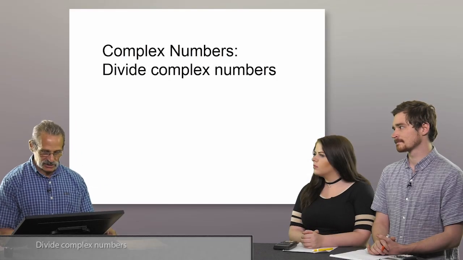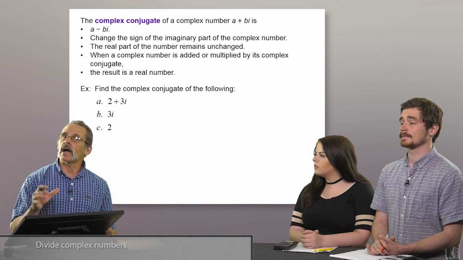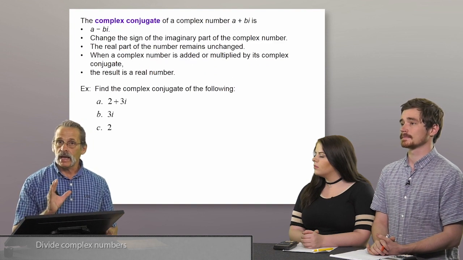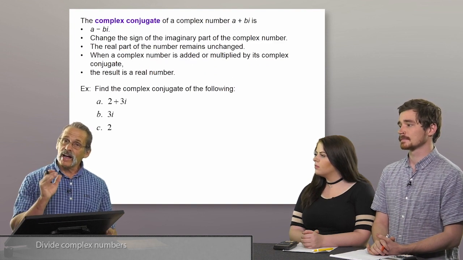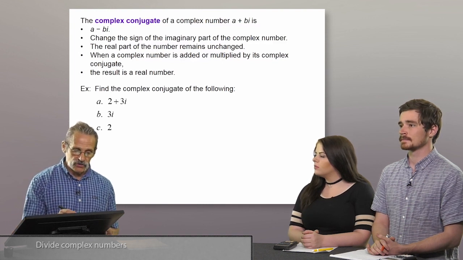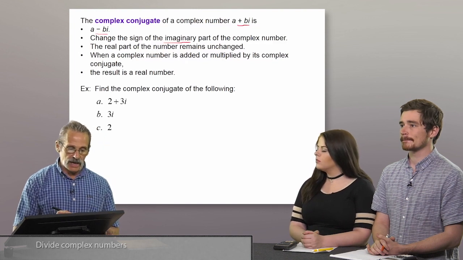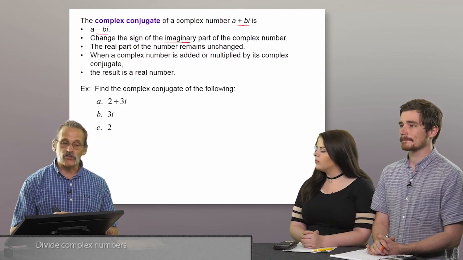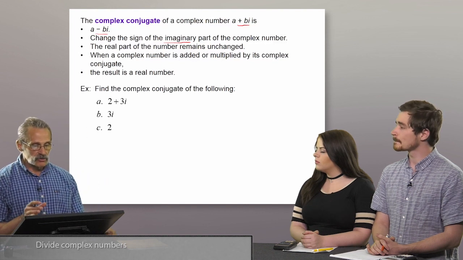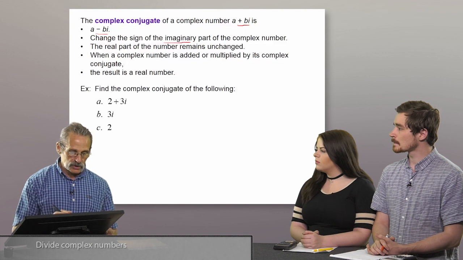Divide complex numbers. We're going to start with learning about a complex conjugate of the complex number a plus bi. The complex number conjugate is a minus bi. What you do is you just simply change the sign of the imaginary part from bi to negative bi. The real part remains unchanged. So when a complex number is added or multiplied by its complex conjugate, the result is always a real number.